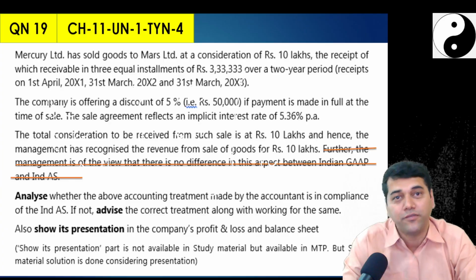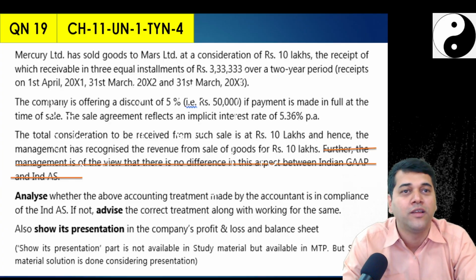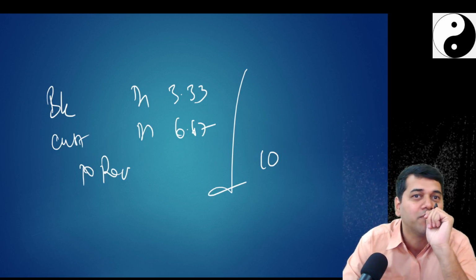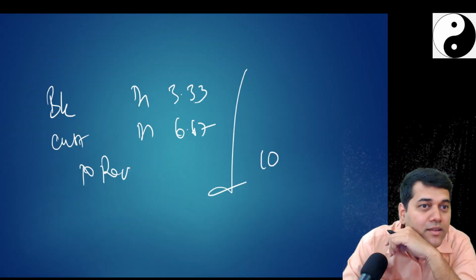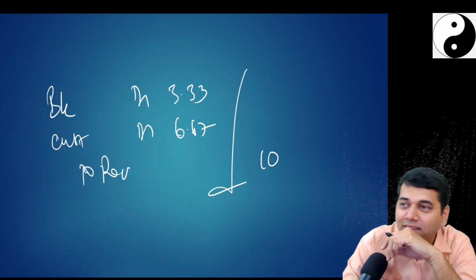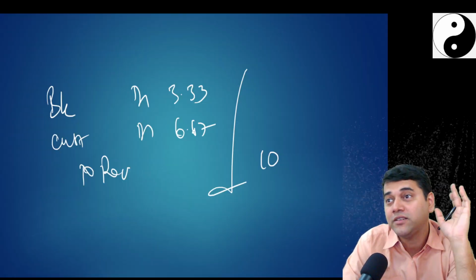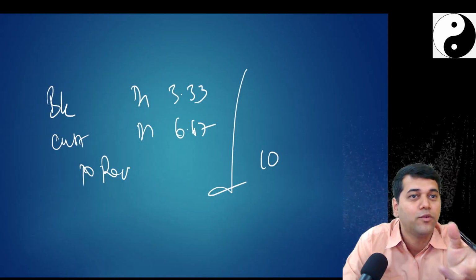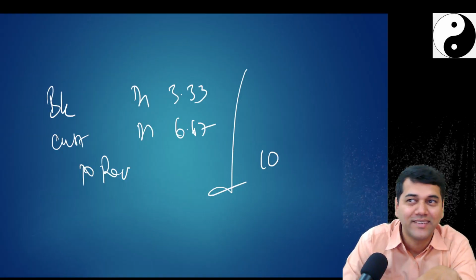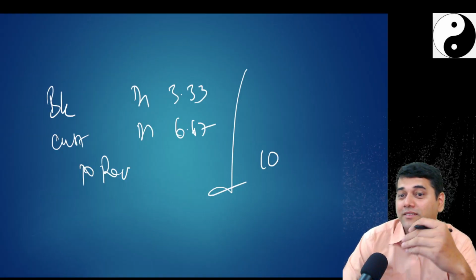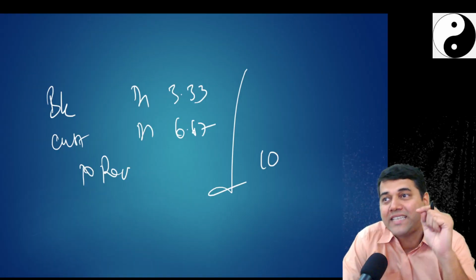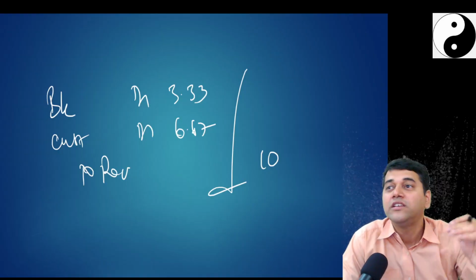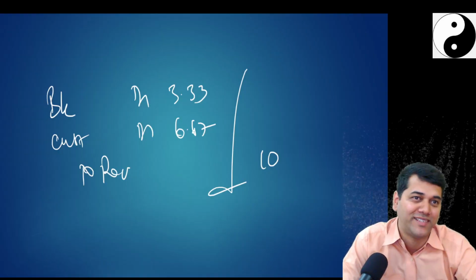What is your answer? If in the interview, I'll ask you one question: why can 10 lakh not be your revenue? What is your answer? Will you call it interest? You say, sir, 10 cannot be because 10 is the transaction price, but this transaction price includes a significant financing component.